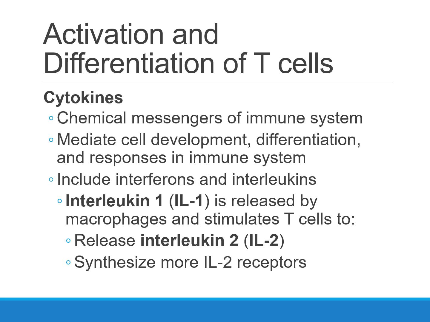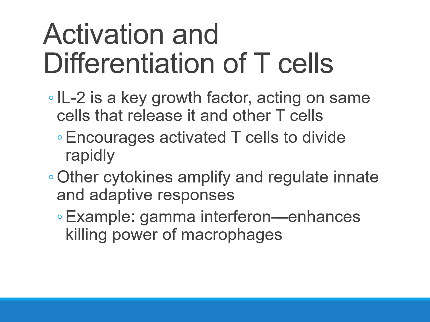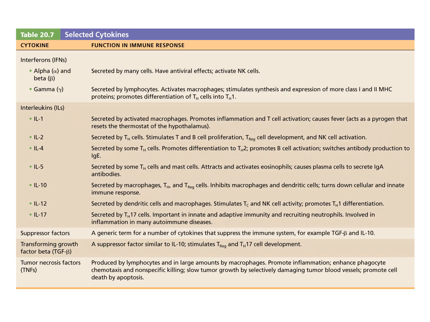So the interleukins, like interleukin 1, IL-1, is released by the macrophage and it stimulates the T cells to release interleukin 2, which causes the synthesis of more interleukin 2 receptors. Interleukin 2 is a key growth factor. It acts on the same cell that released it and other T cells and encourages activated T cells to start dividing very quickly. Other cytokines amplify and regulate innate and adaptive responses. For example, gamma interferon enhances the killing power of the macrophages. So these chemicals are helping the immune system do its job better.